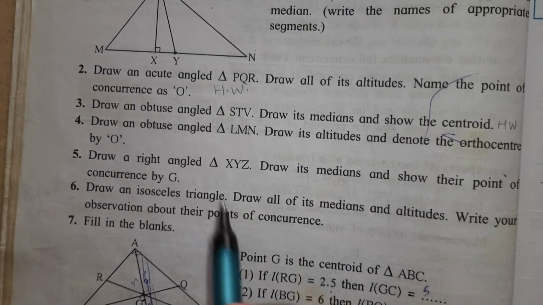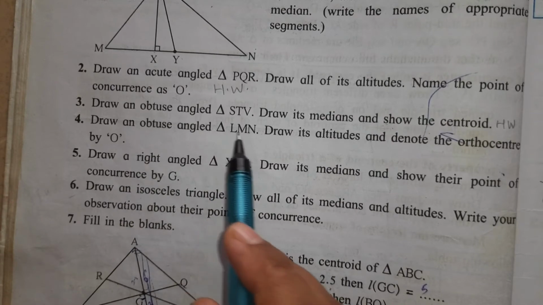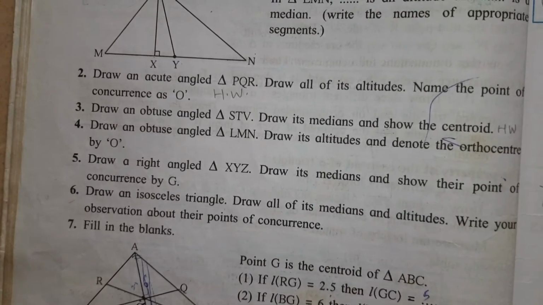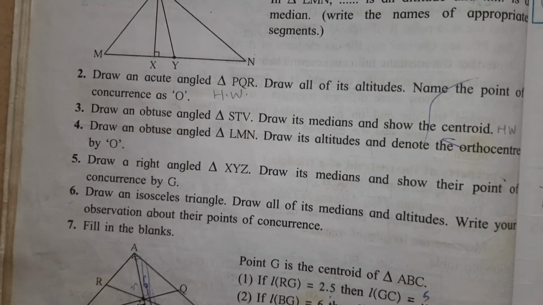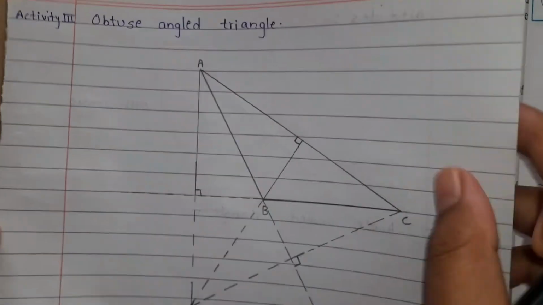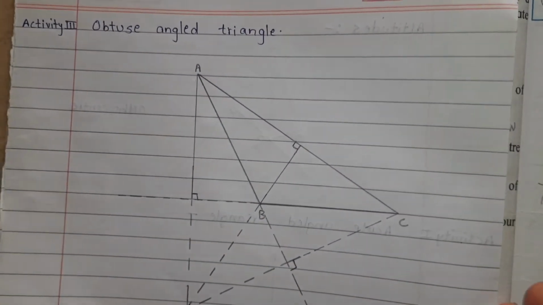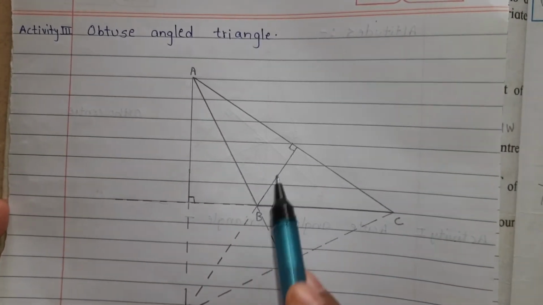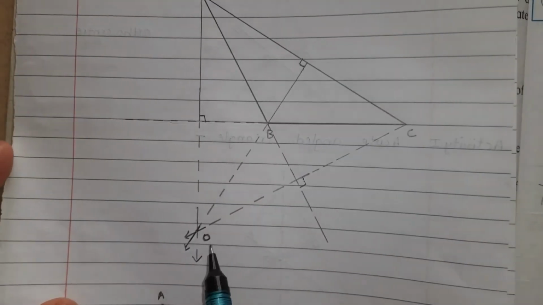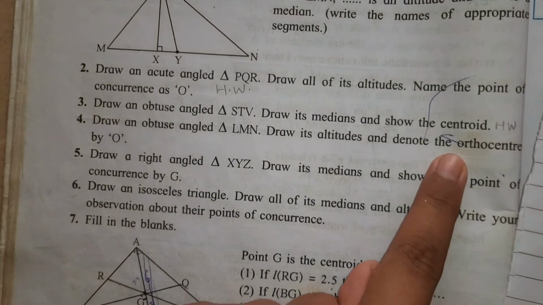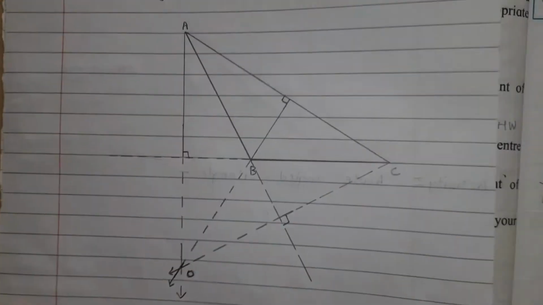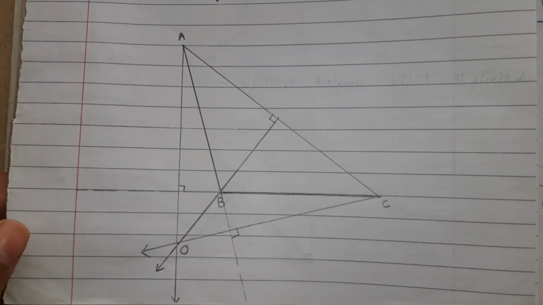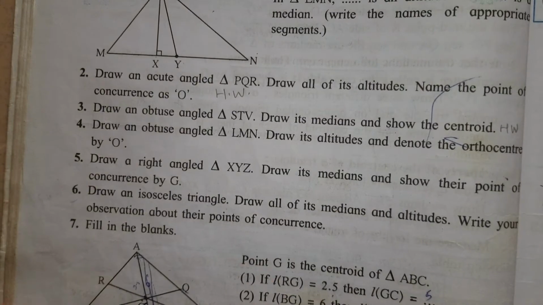Next one. Draw an obtuse angle triangle LMN. So draw its altitudes and denote the orthocenter. This also we have done. Obtuse angle triangle पहले draw करना है LMN. Then extend the side this one and this one. और फिर उसके तीन perpendiculars draw करना है और orthocenter को नाम देना है O. Denote the orthocenter by O. Like this you have to do. We have already done this 2 times. I have shown you in the previous video. Now this is also homework.